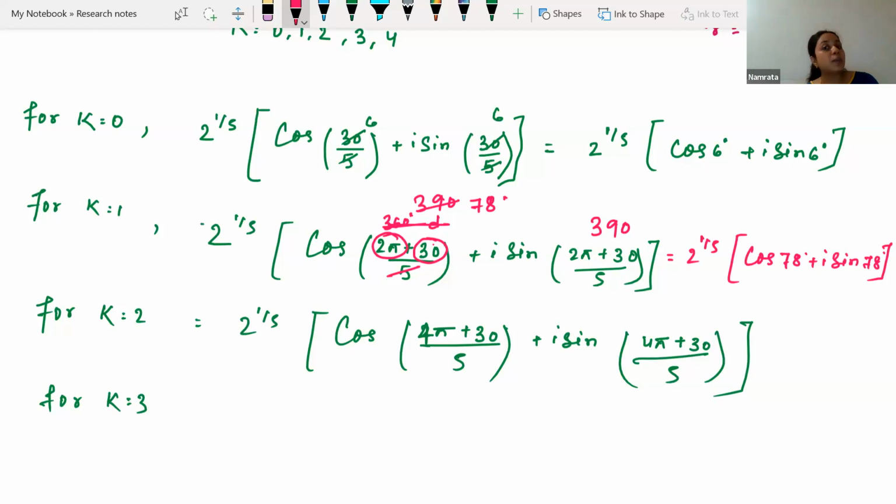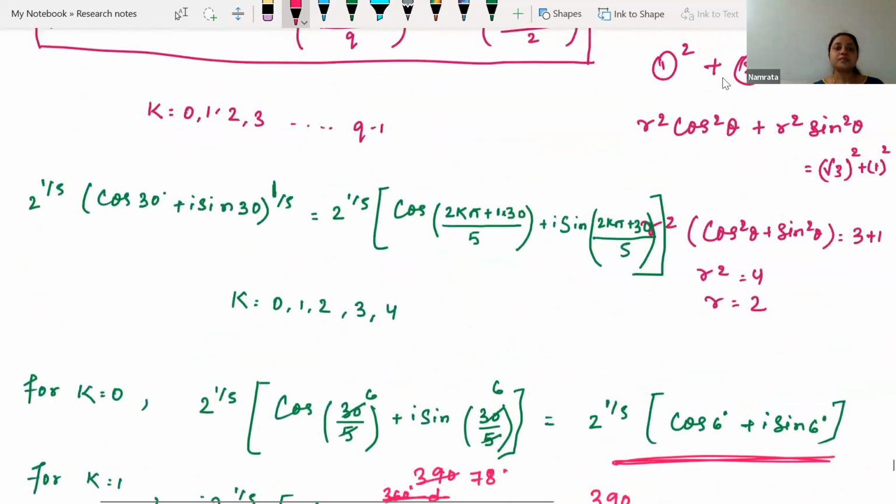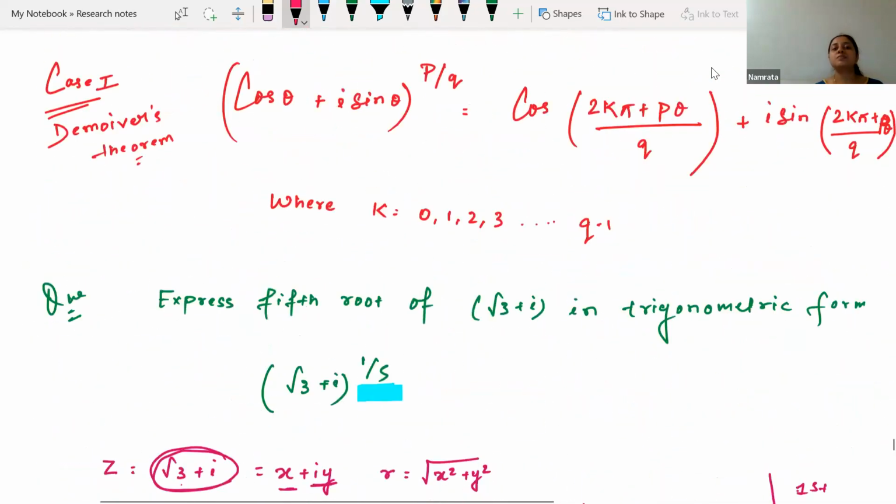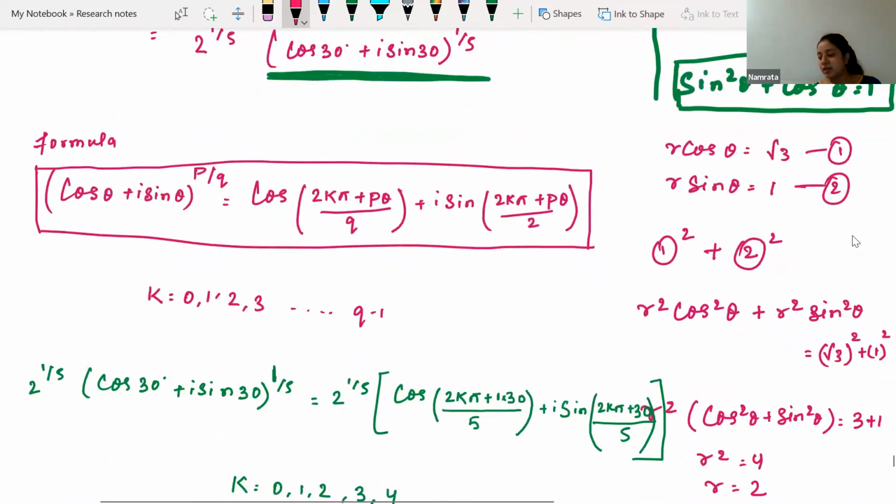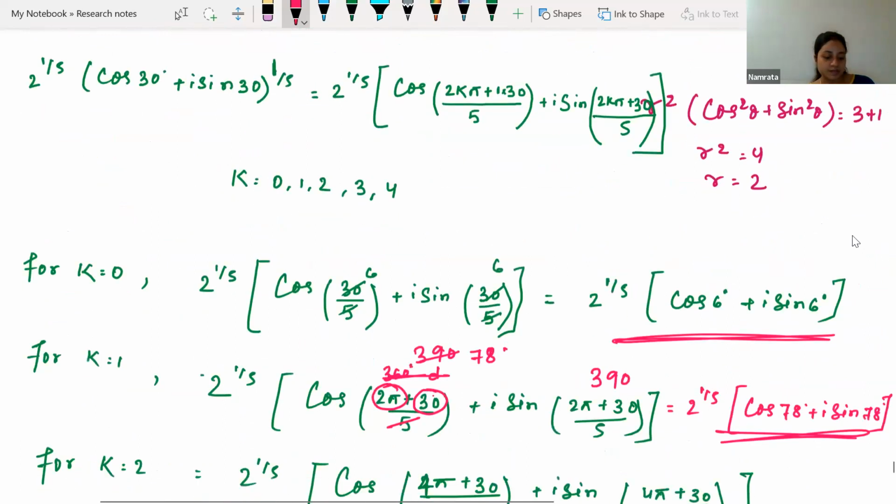If you are keeping it in pi, then please keep your angle also in pi. That is, 30 degree means pi by 6. So either keep both in pi or keep both in degree. This way we will be able to find all the angles and we'll be leaving our answer like this only. As I said to you, there will be multiple solutions, multiple values. So these are our multiple solutions. Is it clear to you? So this is what De Moivre's theorem says. When the rational power is there, this is how we will be dealing with it. Now let me take a few more cases.